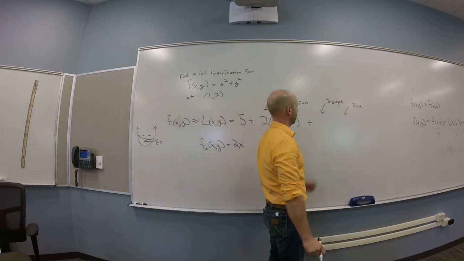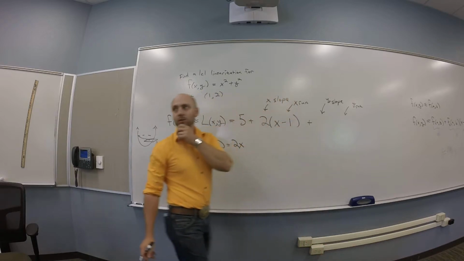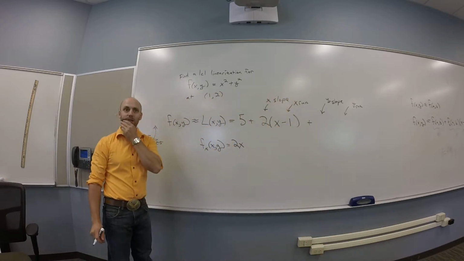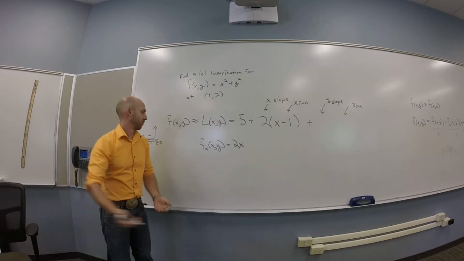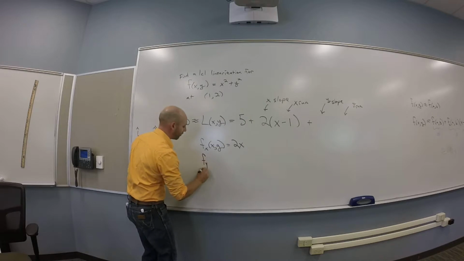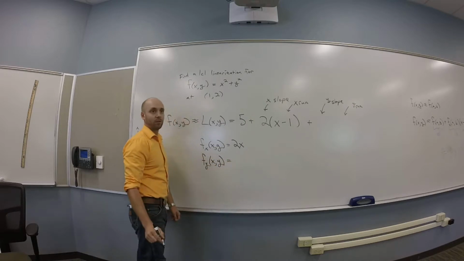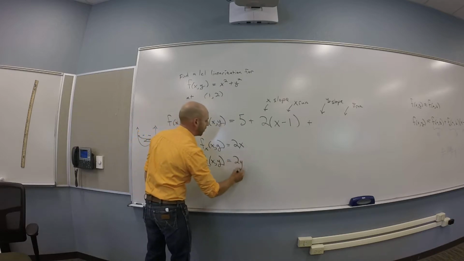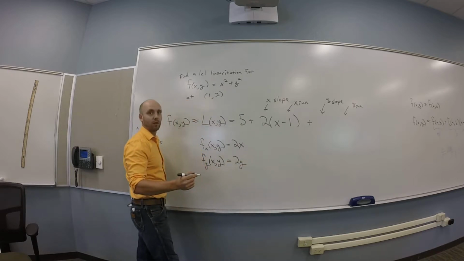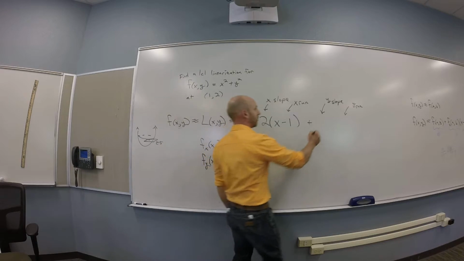And what's your y slope? What do you need to go to for a y slope? You need f with respect to y. Yeah, you need the y derivative, so you should get 2y. 2y, 2 times 2, so we get 4. So we get 4 here.